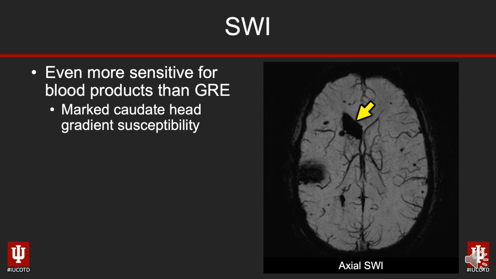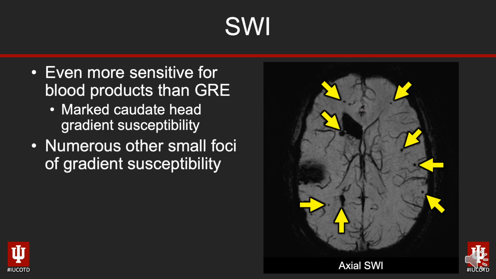And we can see that there's really marked caudate head gradient susceptibility, lots of blooming artifact corresponding to the area that we had signal abnormality and gradient susceptibility on the GRE. But there's more. If you take a close look at this image, you'll see that's not the only one. In fact, there are tons of tiny foci of gradient susceptibility all throughout just this one slice alone. And I'll tell you, the rest of the slices of his supratentorial brain had a lot more foci of susceptibility artifact as well.